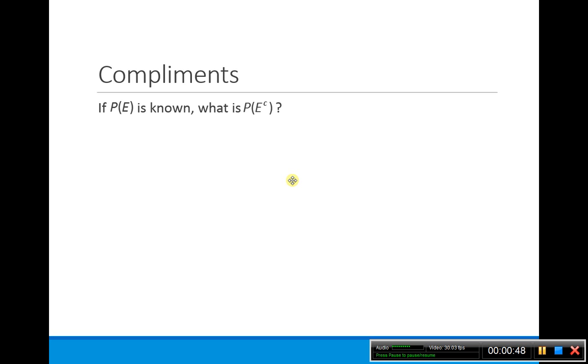So here, if we know what the probability of an event is, then what is the probability of its complement? Let's look at some of the things that we know. If we take an event E and we union it with its complement, then it has to equal the entire sample space. And E intersected with its complement is always equal to the empty set, just based upon what the complement of E is. It's everything that is in S but that is not in E. So by definition, the intersection is the empty set.